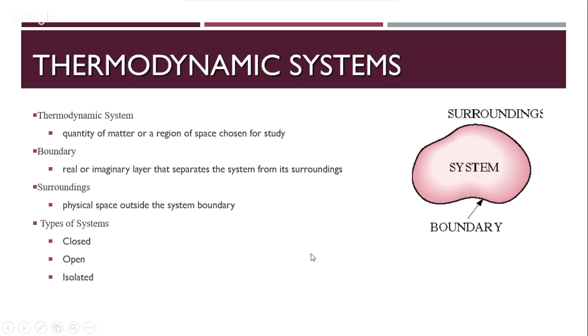Now, if you really look at systems, they are basically of three types. They are called closed systems, open systems, and isolated systems. And we'll look at each of these one by one.